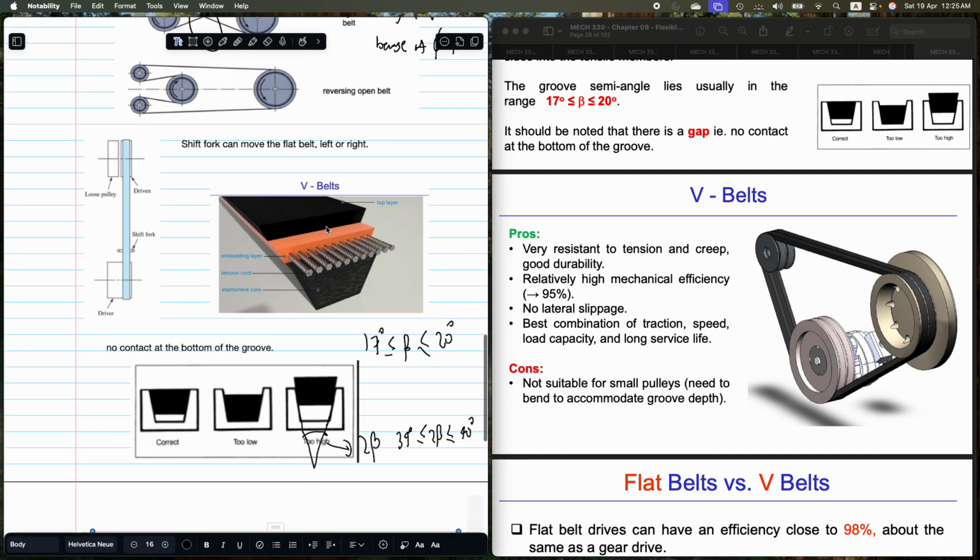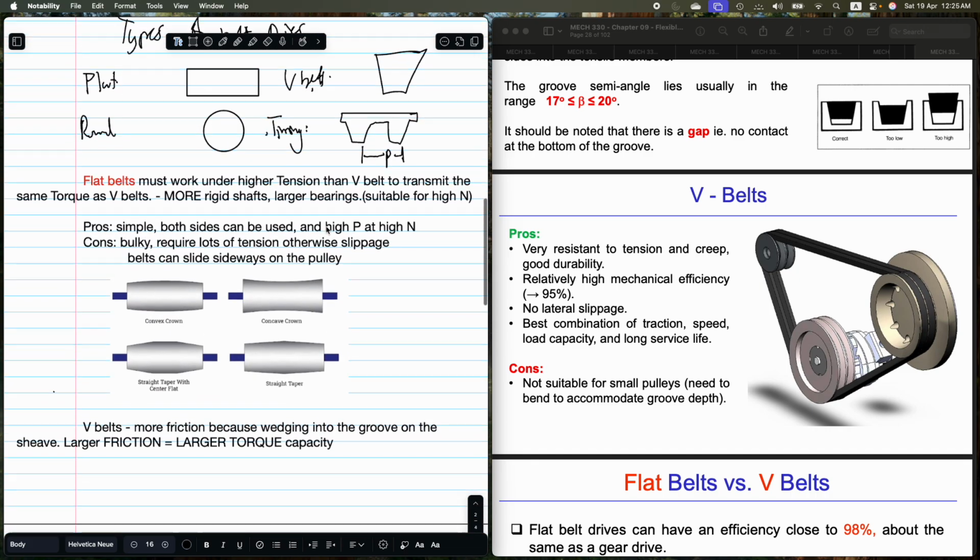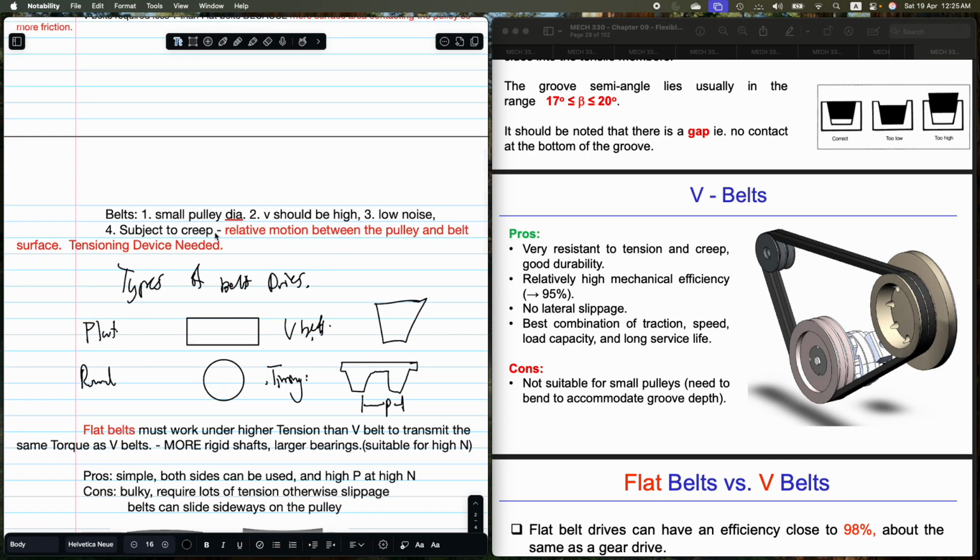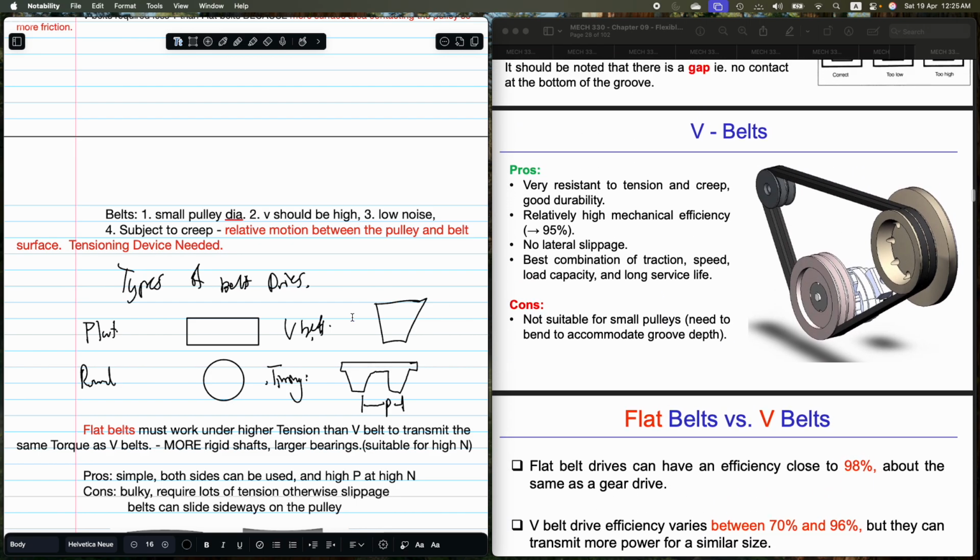And creep. Now what is creep again? Let's go back up. So creep was, I think I wrote this down. Here we go. Relative motion between the pulley and the belt surface. So is the belt moving a certain way, and then the pulley moving a certain way? It's very resistant to the creep. Okay, cool.